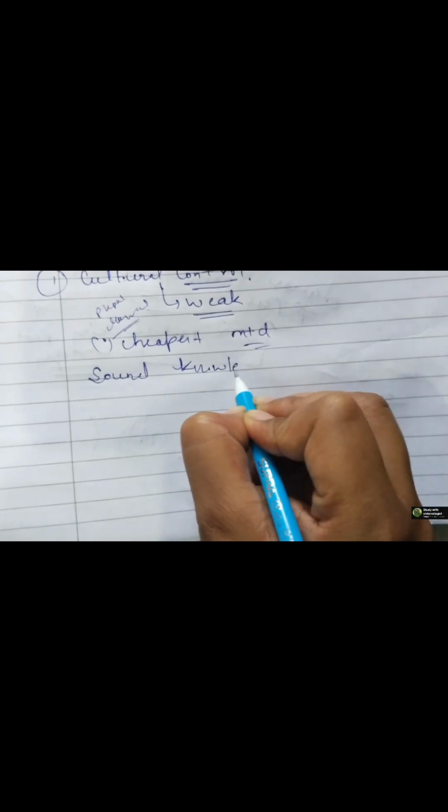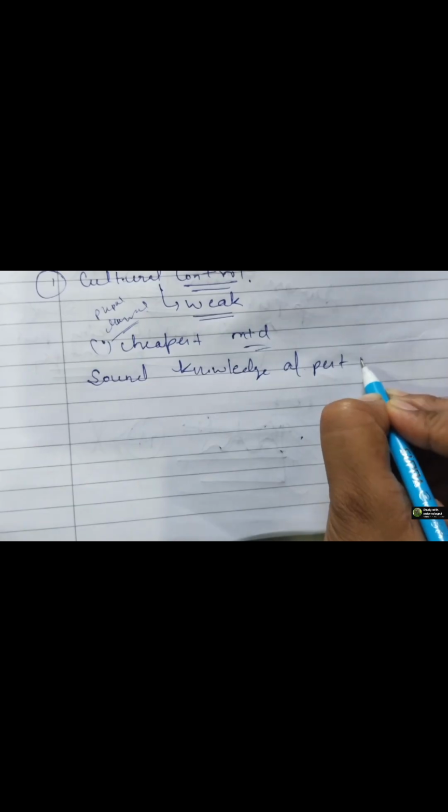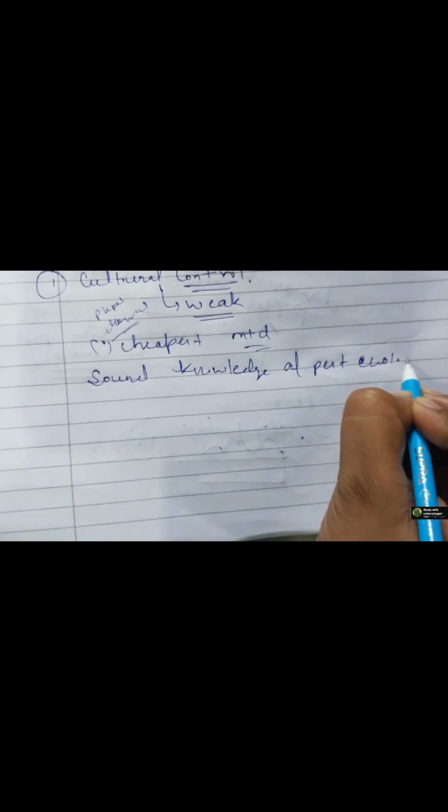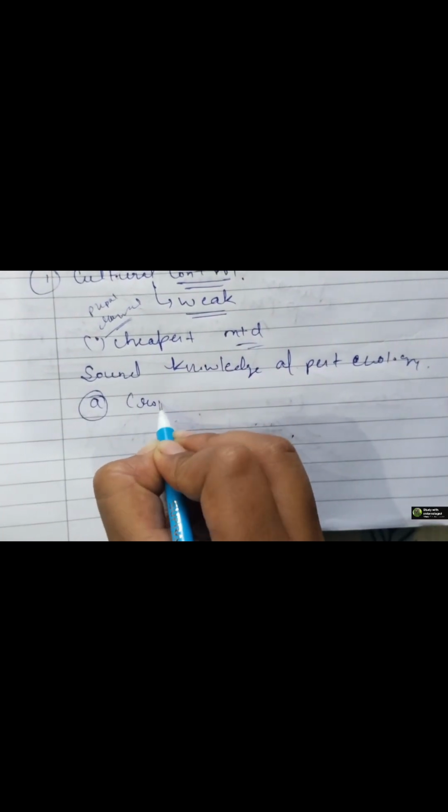Sound knowledge of pest ecology. In that manner, we can directly manage the pest so that we can easily identify the weak links in the life cycles. So there are several cultural practices which are used to give control at the community level. So we will discuss them one by one. The first one is crop rotation.